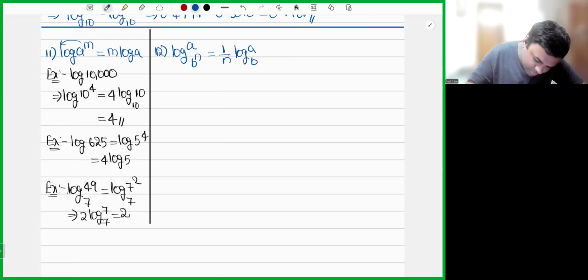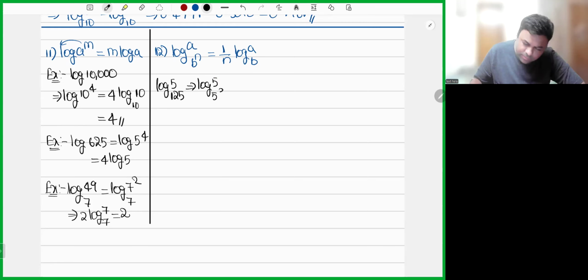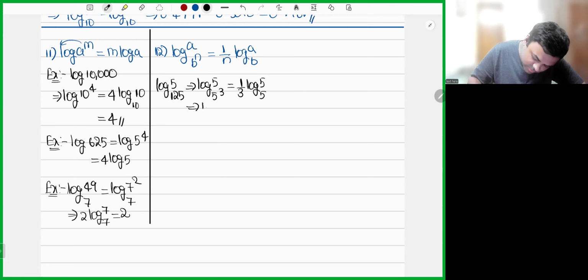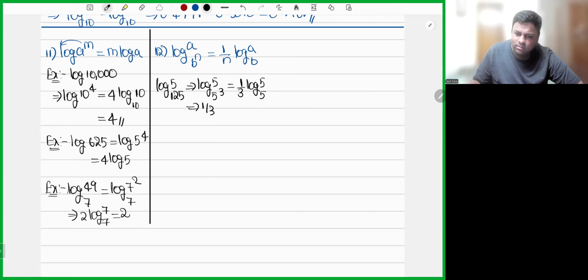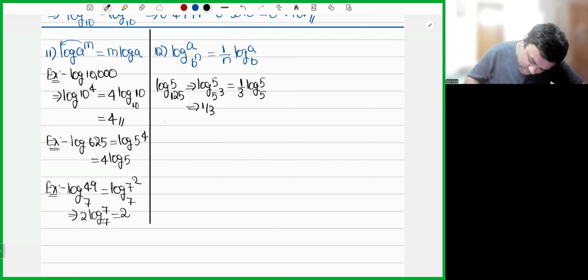Now, say for example, I am saying log 5 to the base 125. How can I write it? 125, can I write it as 5 cube? Yes, sir. That is 1 by 3 log 5 to the base 5. What is log 5 to the base 5? Obviously, sir, 1. Because log something to the base same thing is 1.